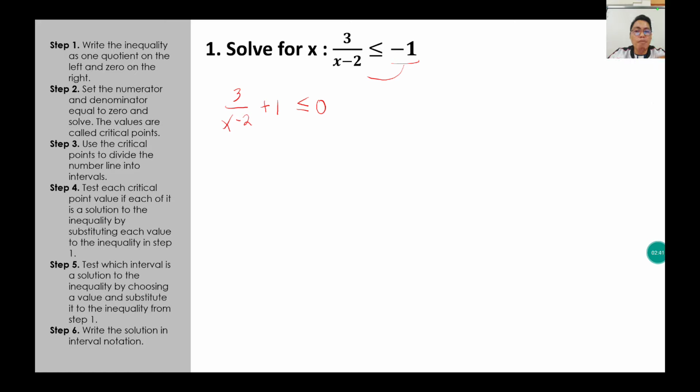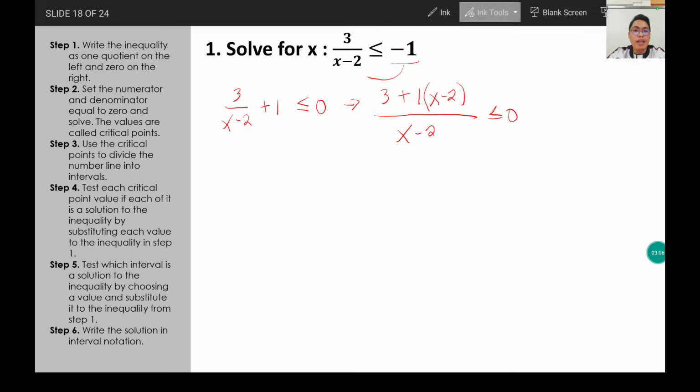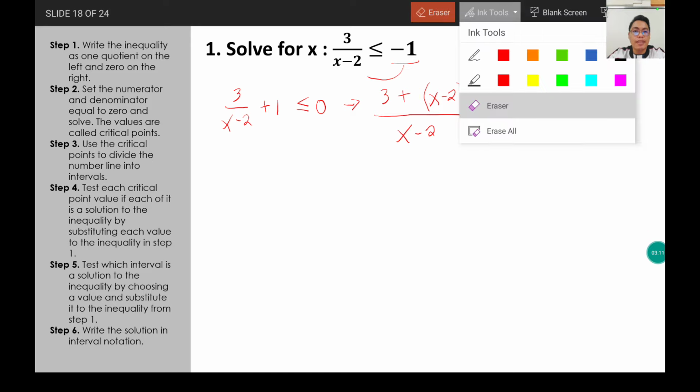Tapos ang sabi dyan, we have to write them as 1 quotient. So since whole number naman yung laging nasa right side natin, magiging whole number din yan sa left, I will teach you a technique. So ang gagawin nyo lang, you will transform these. So 3 plus 1 yung nasa gilid, tapos i-multiply nyo yung denominator na x minus 2. And then rewrite it as x minus 2. So yun lang ang makakuturo ko sa inyong technique kapag ganito yung case. So mas madali kasi siya. So simply, pwede naman natin nang tanggalin yung 1 na yan.